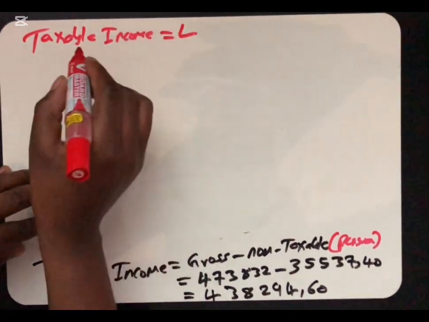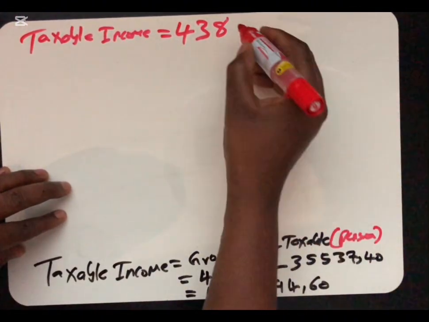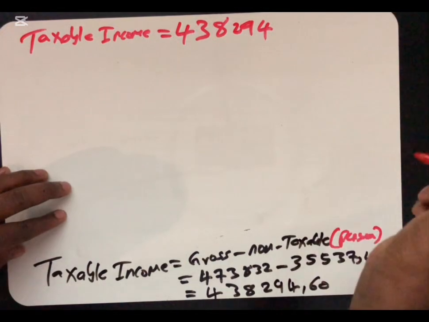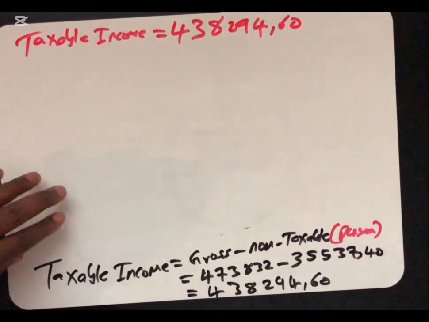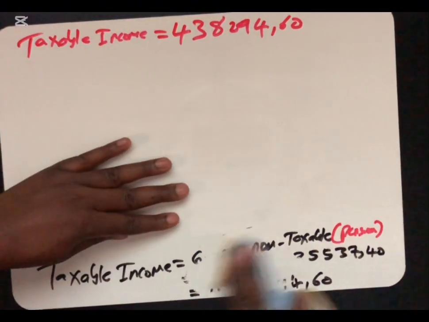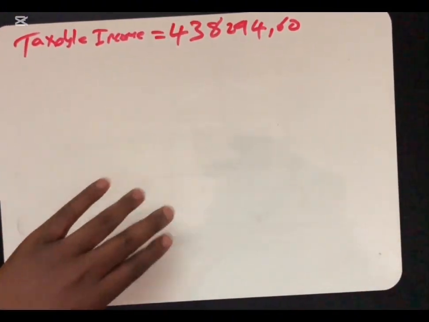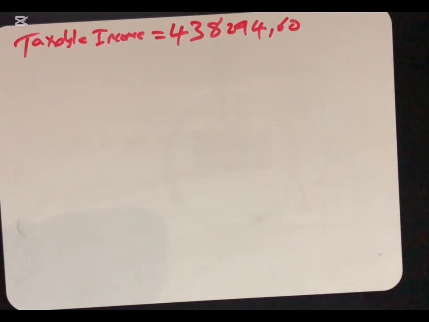Taxable income is 438,294.16. That is our taxable income. So we know that the taxable income of this person is 438,294.16.